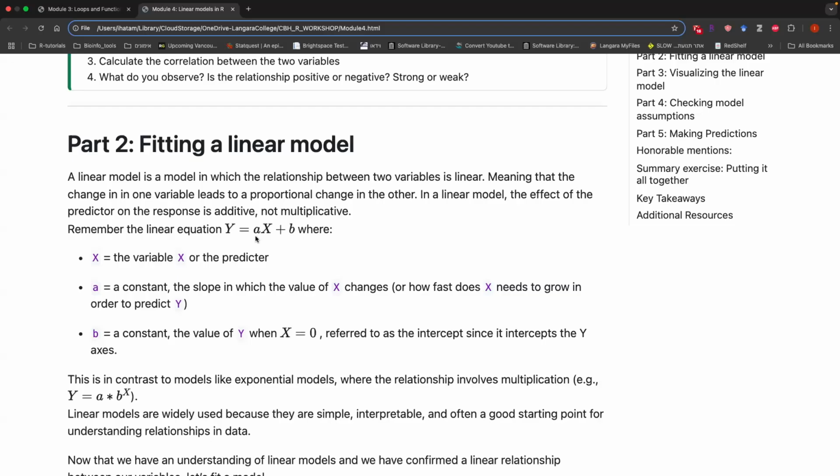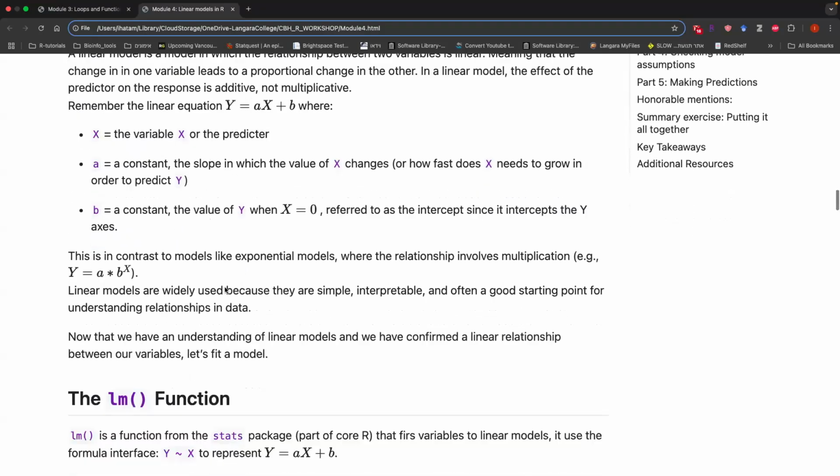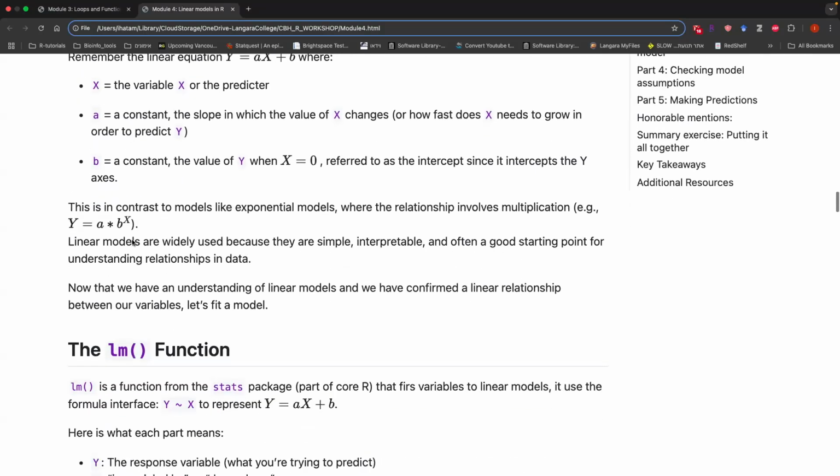So the value of Y when X equals 0 is referred to as the intercept, since it intercepts the y-axis. I want to remind you, the y-axis is where X equals 0. This is in contrast to models like exponential, where things grow by multiplication, as we can see here.